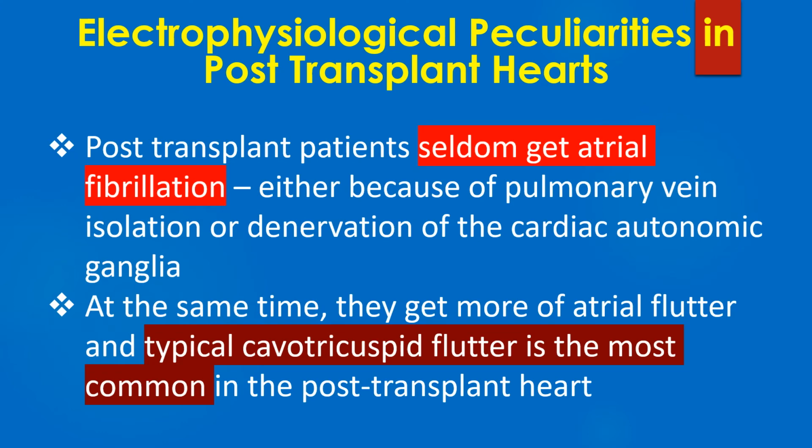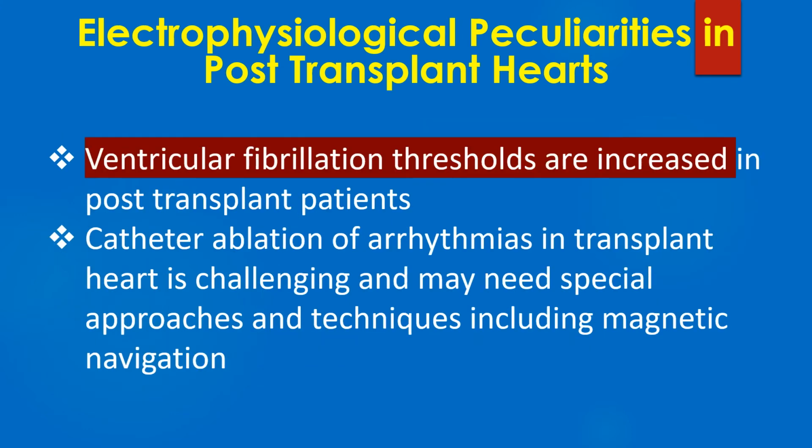Post-transplant patients seldom get atrial fibrillation either because of pulmonary vein isolation or denervation of the cardiac autonomic ganglia. At the same time, they get more of atrial flutter, and typical cavotricuspid flutter is the most common in the post-transplant heart. Ventricular fibrillation thresholds are increased in post-transplant patients. Catheter ablation of arrhythmias in transplant heart is challenging and may need special approaches and techniques including magnetic navigation.